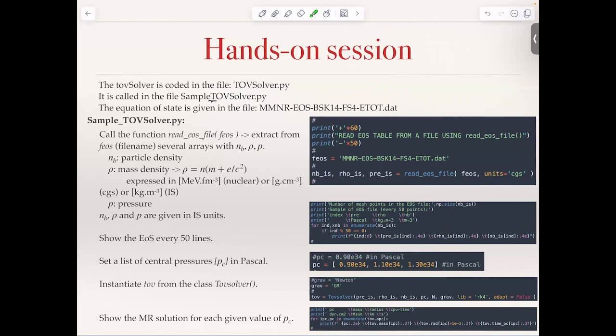It is here. What you give as input are the arrays corresponding to the equation of state. You also give as input the array with the central pressure. We use Runge-Kutta, but even if we use Runge-Kutta, we have to define the discretization in the coordinate mesh. So in the code, it is something like 1,000 points between 0 and 10 times the Schwarzschild radius.